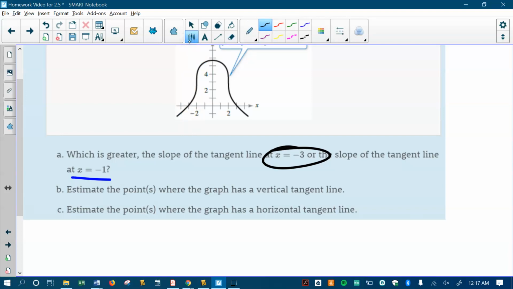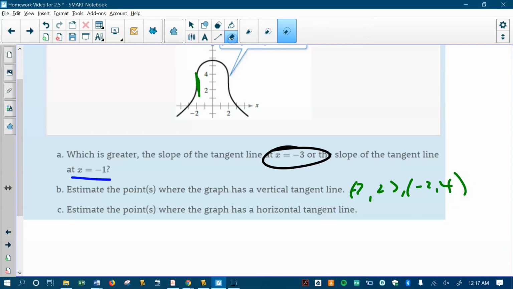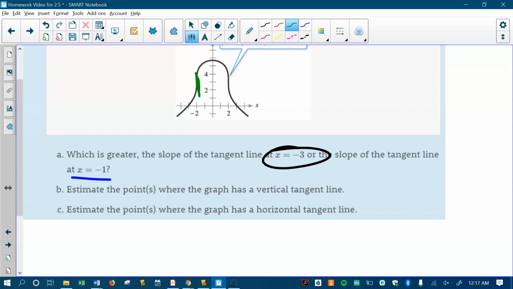B, estimate the points where the graph has a vertical tangent line. So it looks like the graph is vertically tangent here, which looks like it would be anywhere from (2, 2) to (2, 4). So basically, and that's not a very nice way to write it, we could say x equals 2, and for the y values anywhere between 2 less than or equal to y less than or equal to 4. And that takes care of all the points.